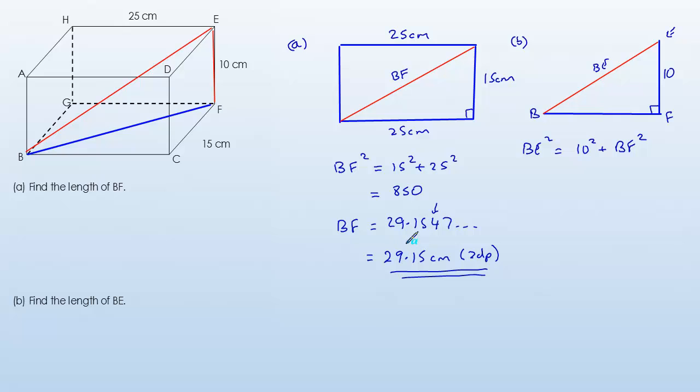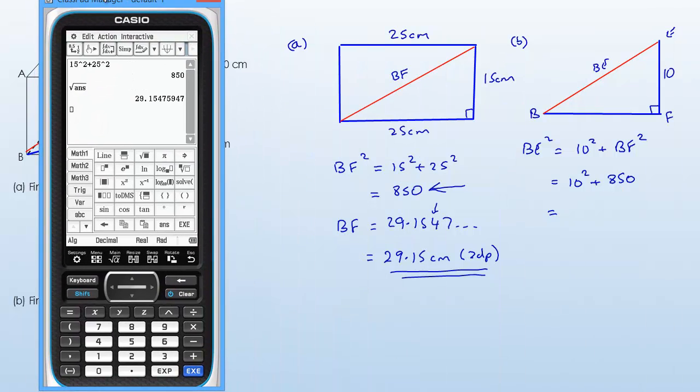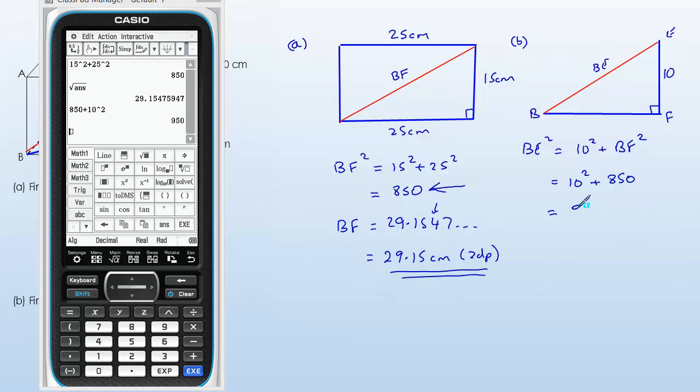Now I don't need to re-square this, we know BF squared from just here. So that's going to be equal to 10 squared plus 850, and that way we get an exact answer. We don't work with decimals and things like that that might not square exactly to 850. So bring in the calculator, and 850 add 10 squared gives us 950.